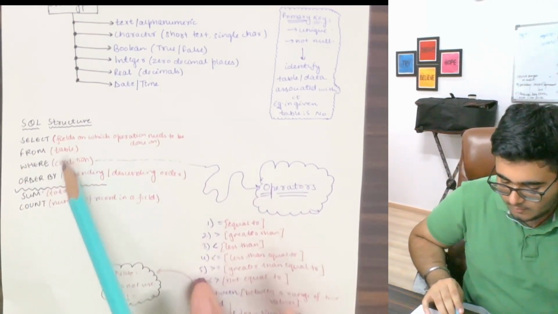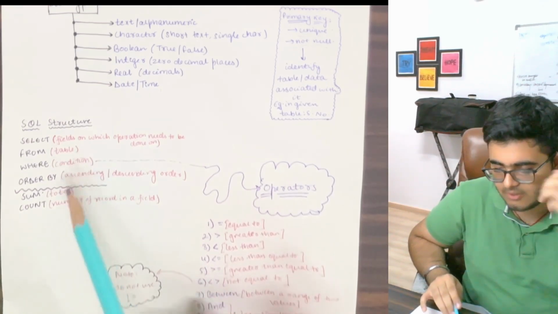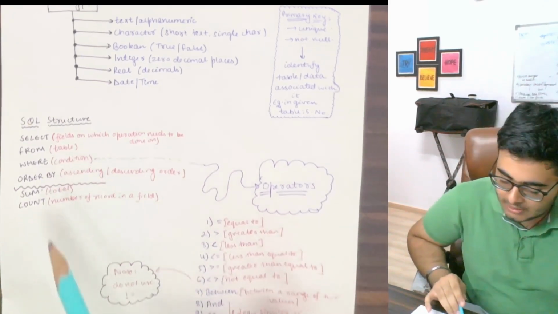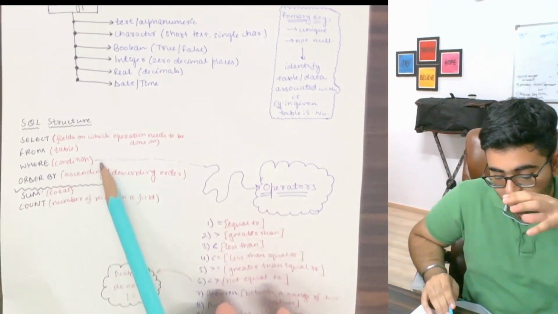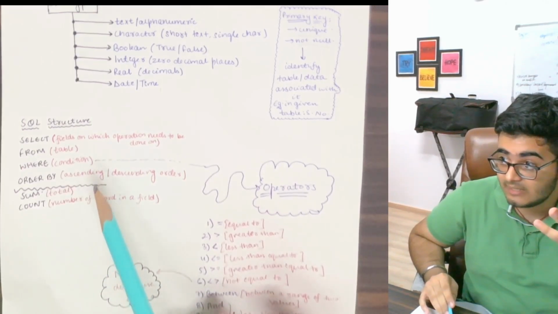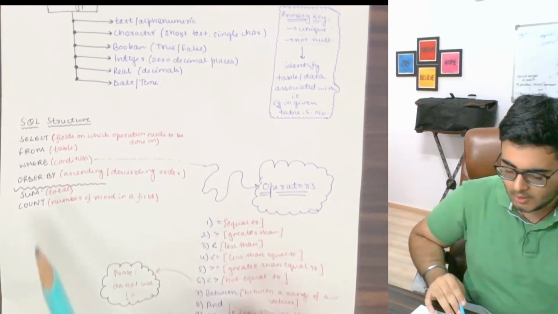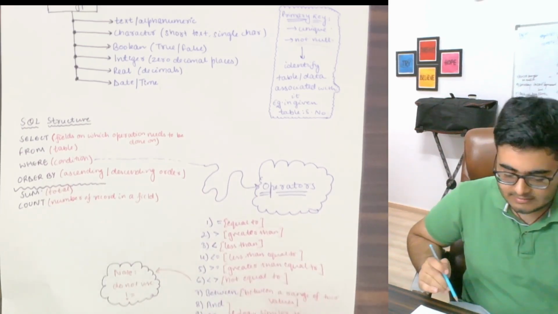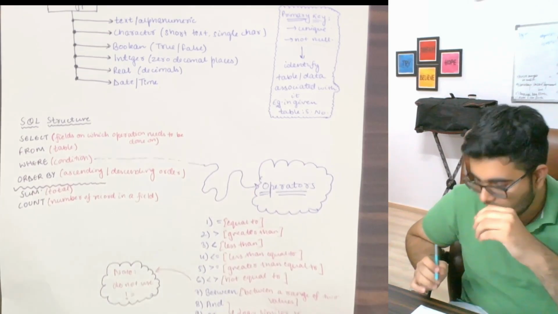From is where we state which table these fields are from, because our database can contain many tables. So this is where we specify the table name. Where is where we put our condition, the actual operation that needs to be done on these fields. And lastly, we have order by. This is optional, we do not usually write this. We can write this if you want to arrange the fields in ascending order or in descending order.